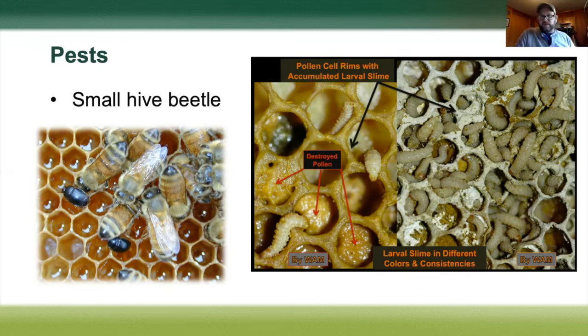But small hive beetle is something that you can see very visibly. It's a good size insect inside of a colony. A strong colony will not succumb to small hive beetle. But if you have a dinky colony that's struggling, that's full of disease and varroa mites, I could see it succumbing to small hive beetle. But again, Michigan's not really the place we have them.